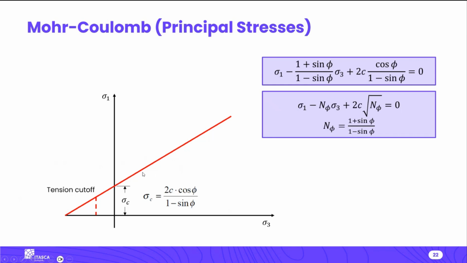The slope of this line is some function of the friction angle and the cohesion. Again, you can see it over here in the equation on the right.